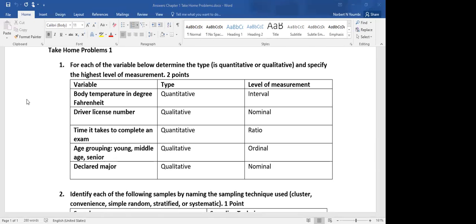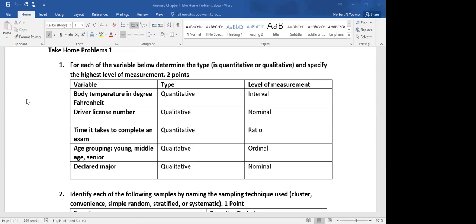Driver license numbers are numbers, but not quantities. They are more of a name, so it's qualitative and nominal. Time it takes to complete an exam is the duration, so that one is ratio. Time for the exam to start or time you will end the exam, those are intervals.